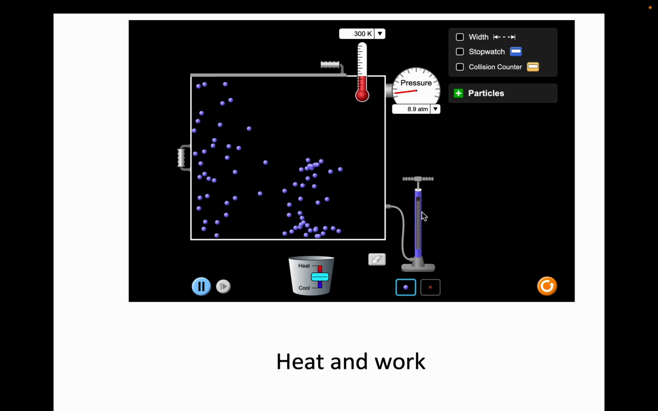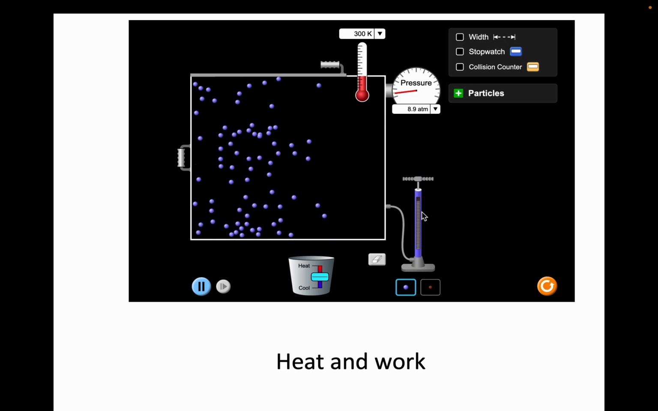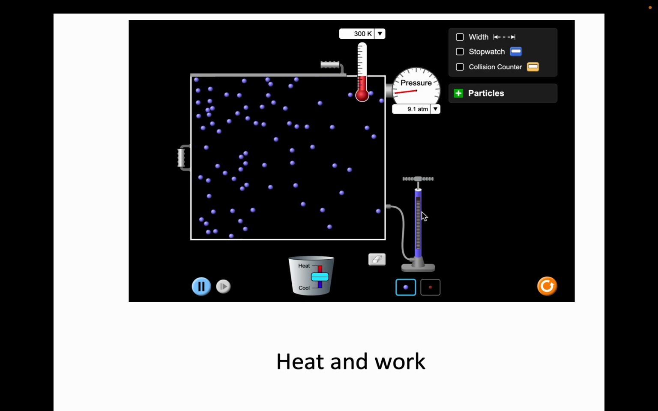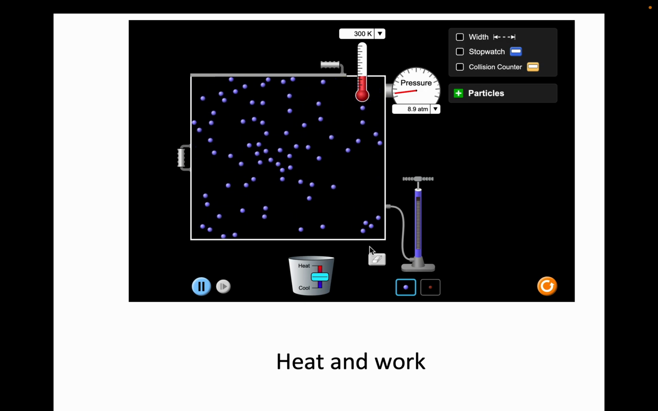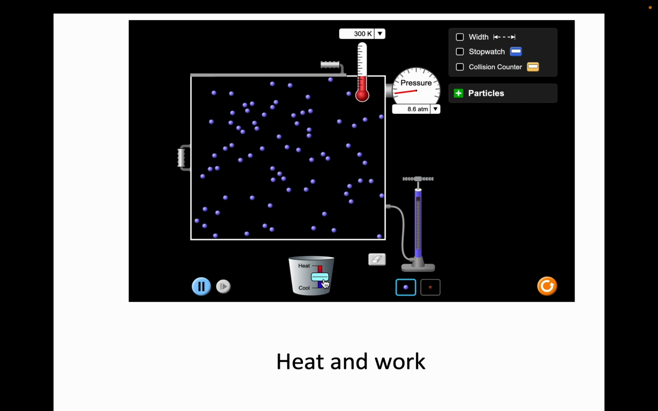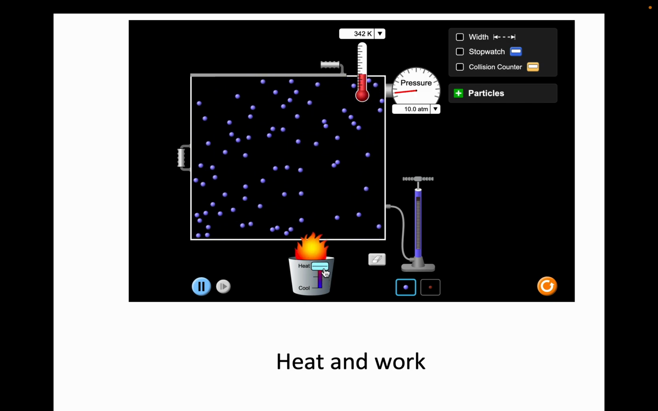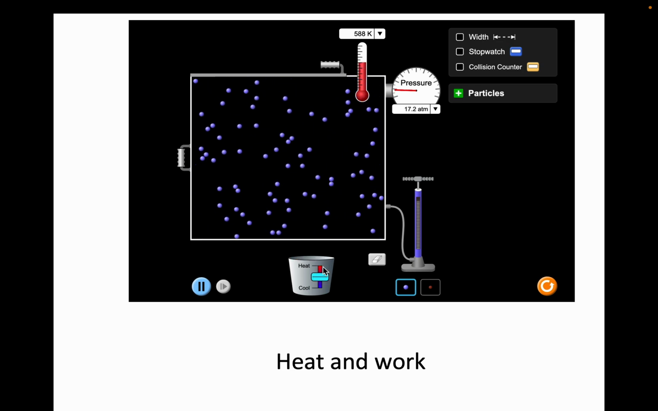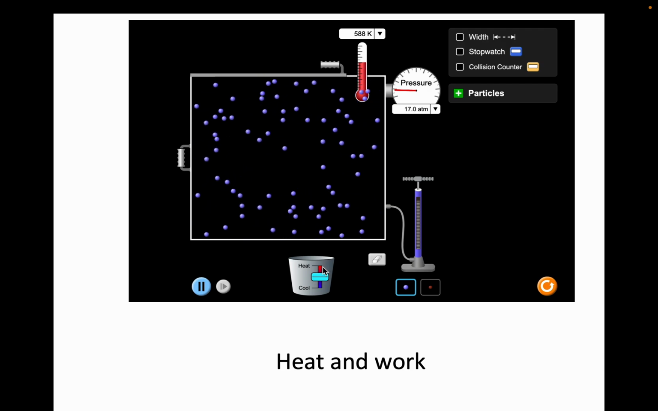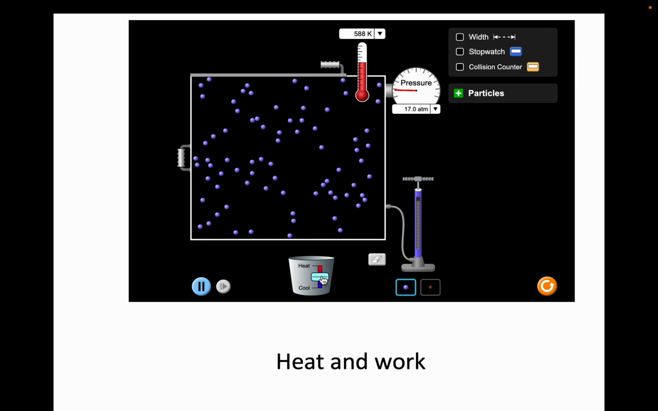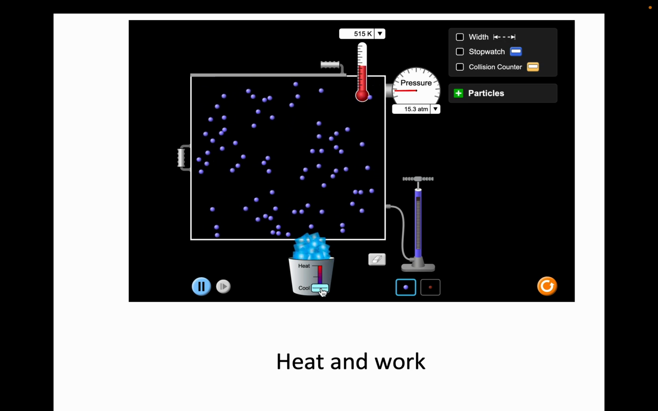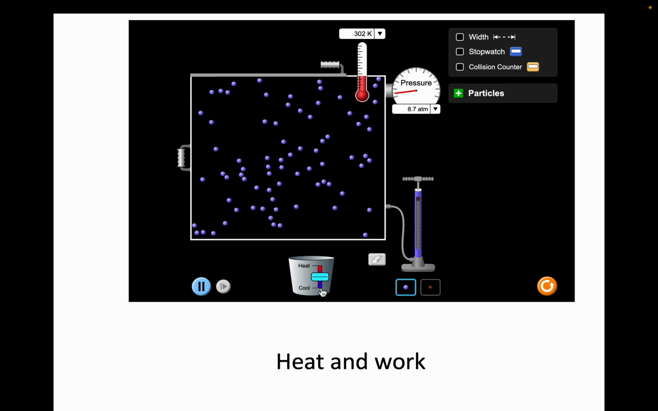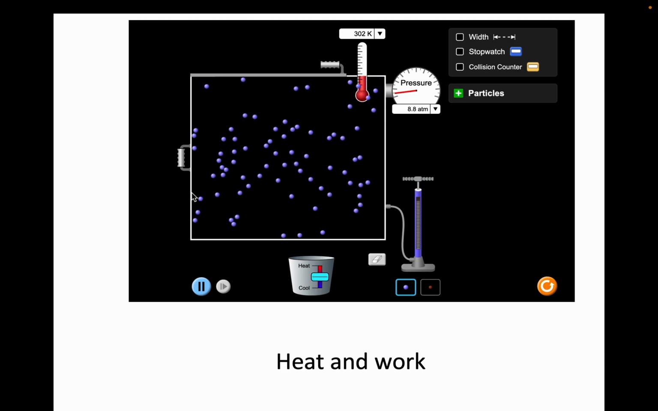The particles are in motion, and that motion is being measured by the thermometer at the top of the chamber. We can change the internal energy by adding heat. Increasing heat, increasing particle motion, and notice how the thermometer went up. The temperature increased. We can remove heat from the system. Particle motion goes down, the thermometer goes down. That was changing the internal energy due to heat.